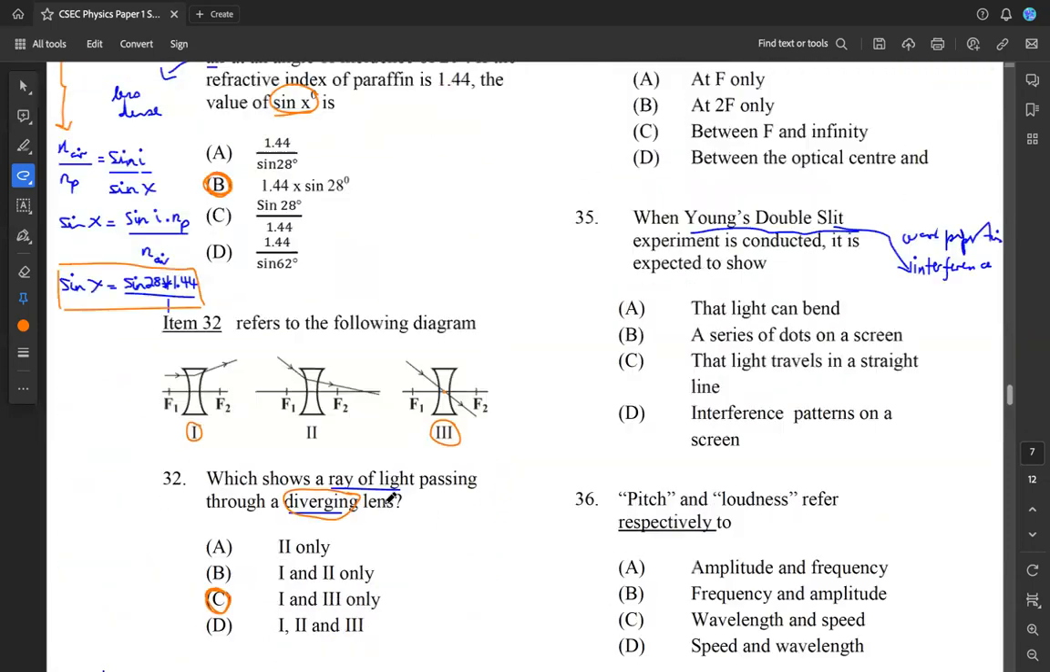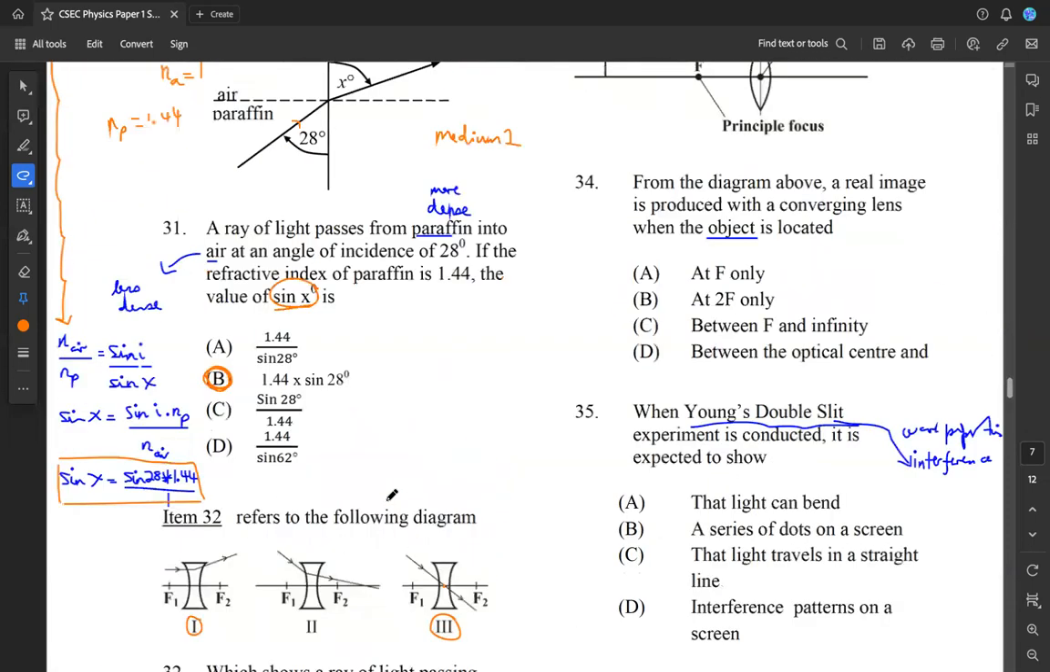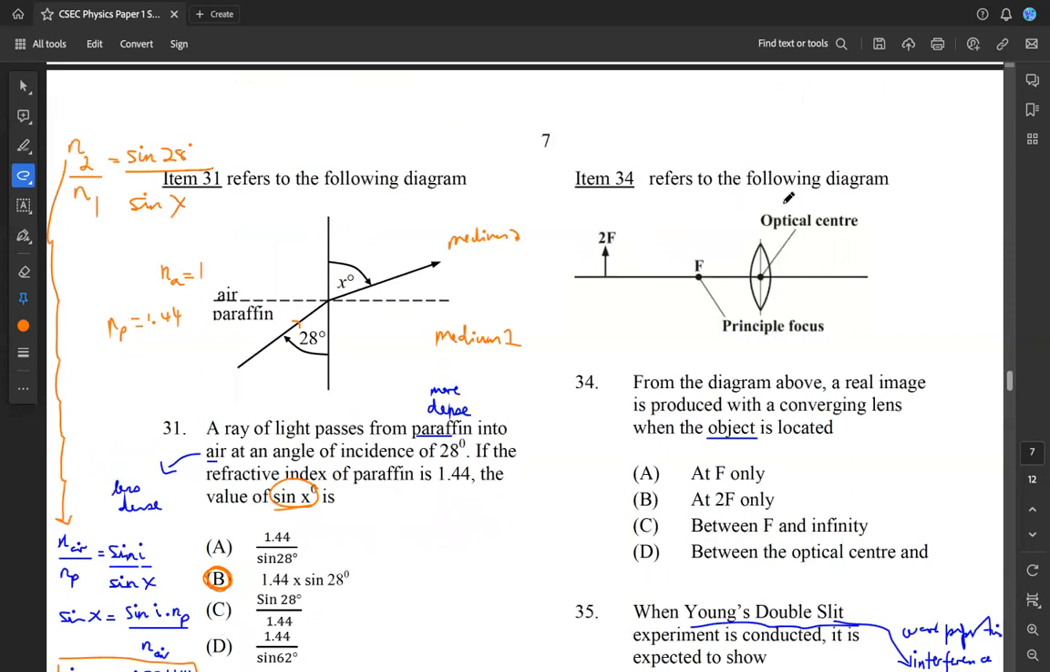All right, so moving to question 34. Question 34 is based on this diagram here, right? We're looking at a diagram here, and we see that it's a convex lens, a converging lens. We see the optical center here at the center. We see that we have a principal focus here, and we have 2F, twice the principal focus, out here, right? And of course, we have our parallel line here, our principal axis, right?